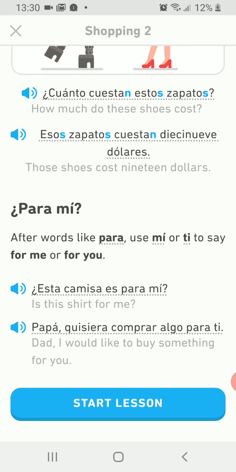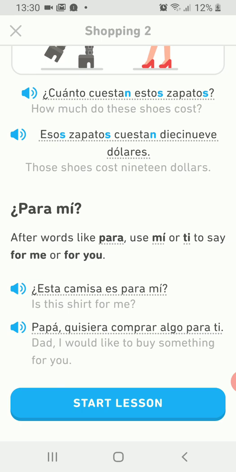And let's talk now about the word for gift, it's regalo. Un regalo, a gift. If you want to ask, is it for me? You're going to use this expression, para mí. Sí, para ti. So after words like para, use mí or ti to say for me or for you. So para mí, it's for me, something that you want, that you're going to have. It will belong to you.